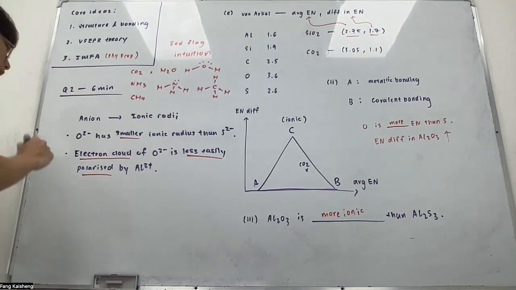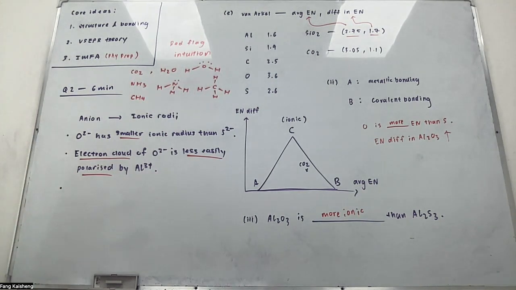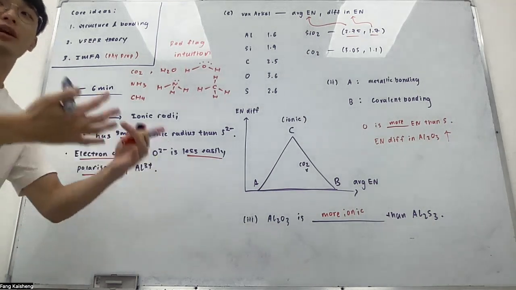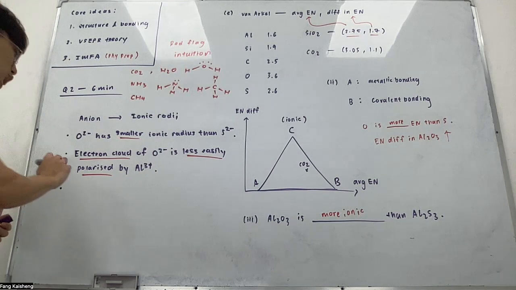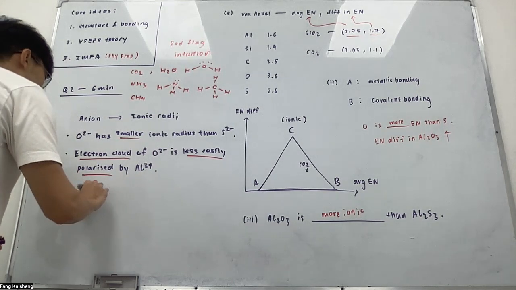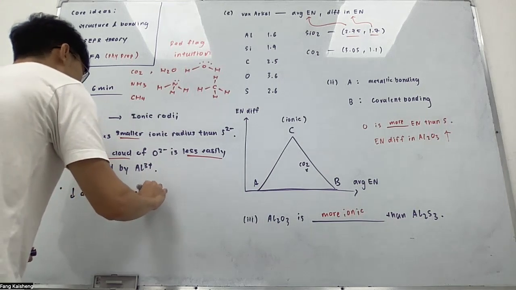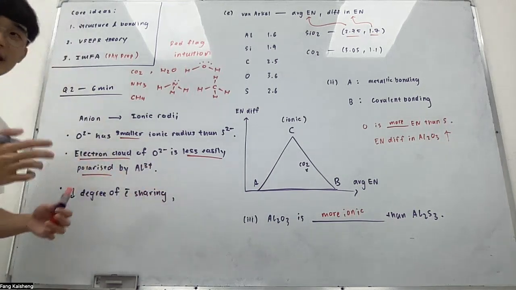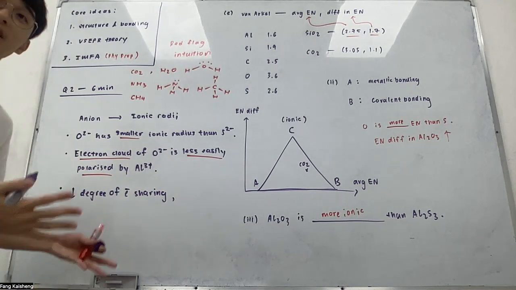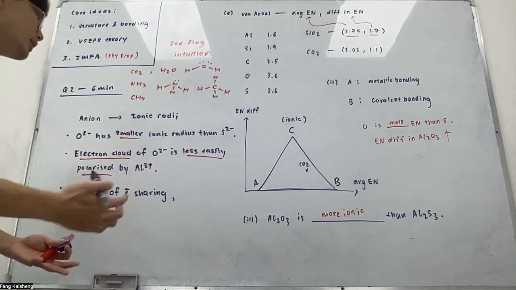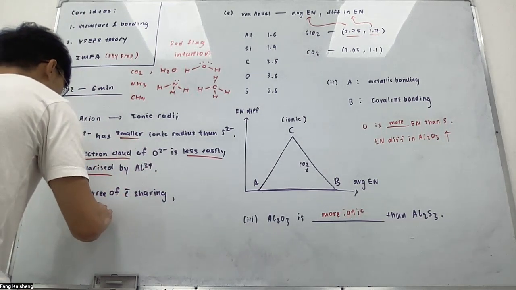If you are less easily polarized, that means what? You have more electron sharing or less electron sharing? Less. So if you have a lower degree of electron sharing, it means you have what? Less sharing results in less covalent character, right? Because sharing is covalent. So a lower degree of covalent character.